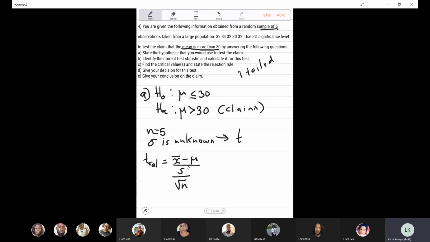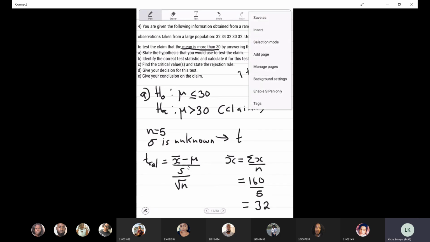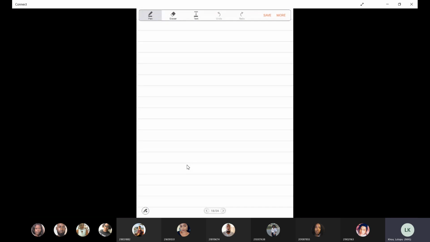So we do that, say that x bar is equal to the sum of all the x's divided by how many I have. This is equal to 160 over 5, and this is equal to 32. Okay, so that is our x bar. Then we work out S.